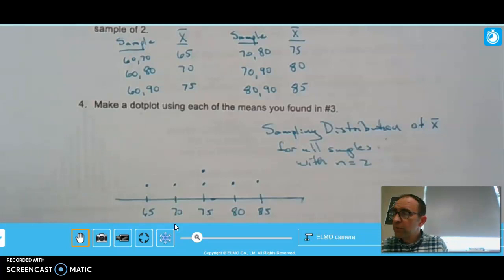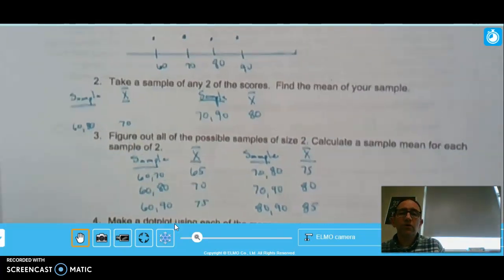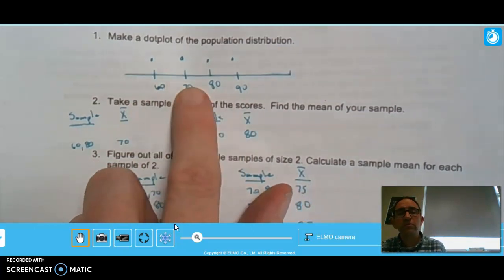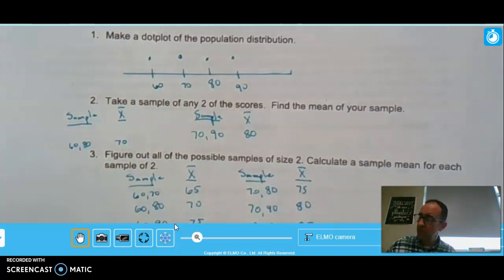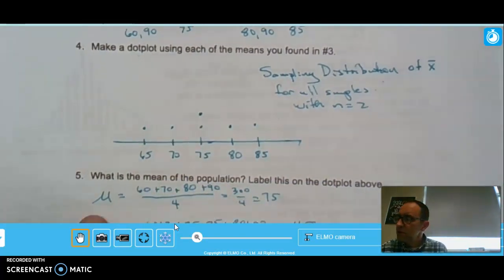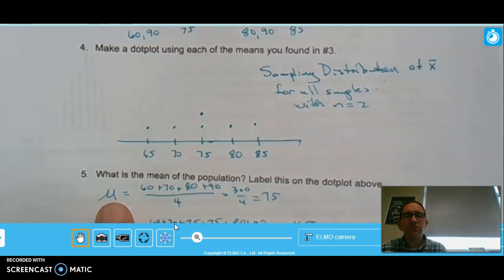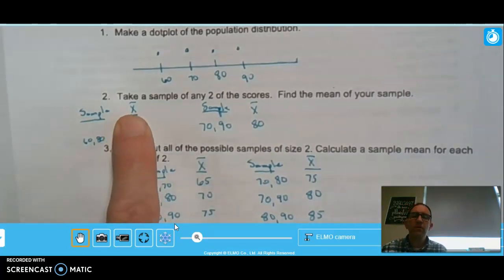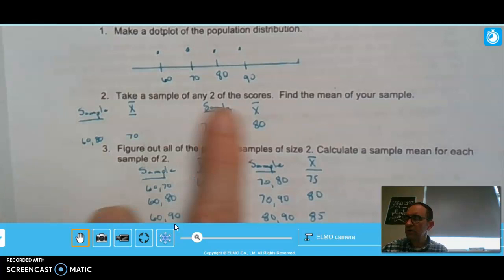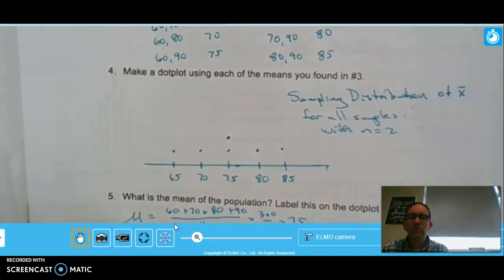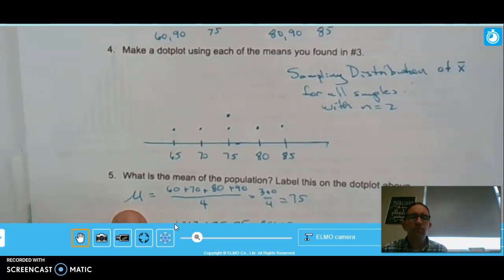Now notice that if we were to find the mean of the original 4 numbers in our population, 60 plus 70 plus 80 plus 90 divided by 4, we would get 75. So we use this symbol when we're talking about the mean of the population. That's called a parameter. We use this symbol when we're talking about the mean of a sample. The X with the bar across the top is the mean of a sample. The Greek letter mu is the mean of the population.